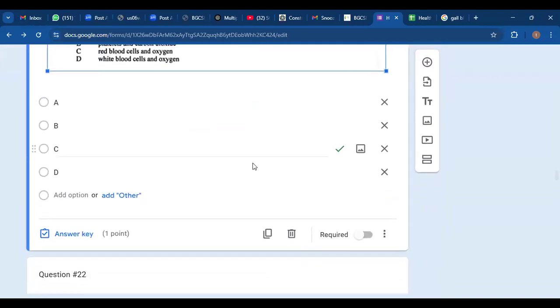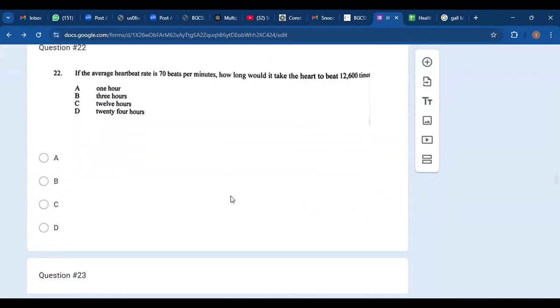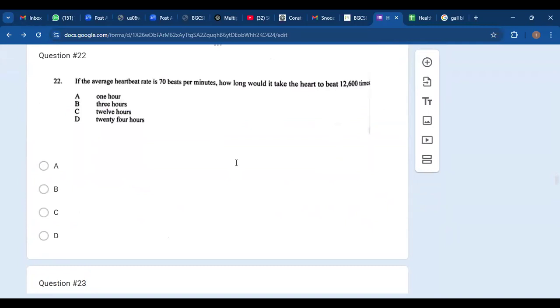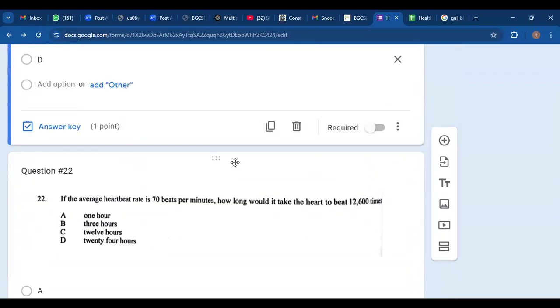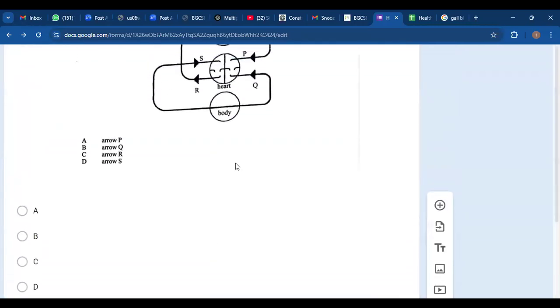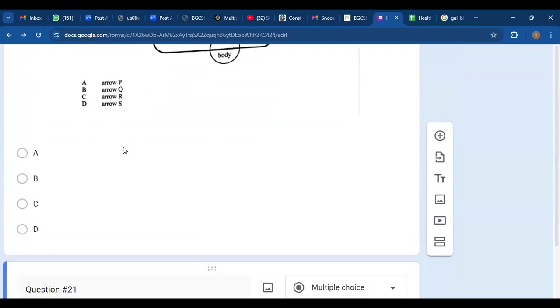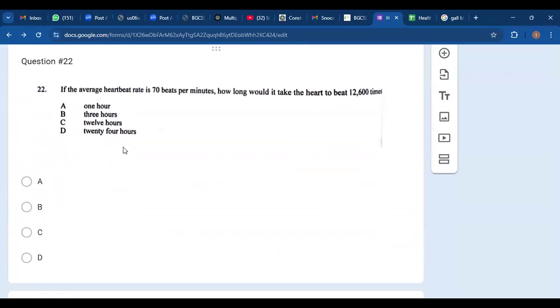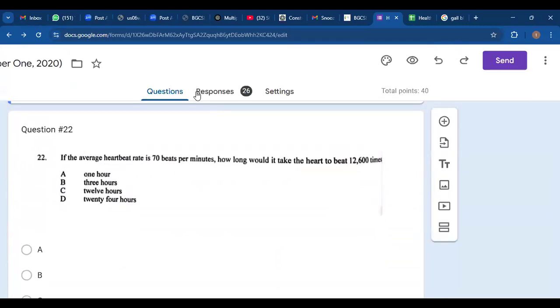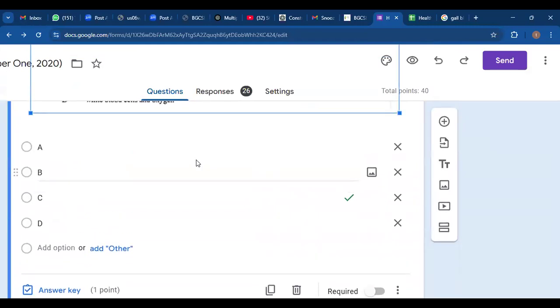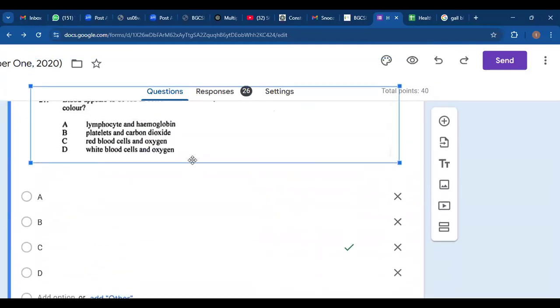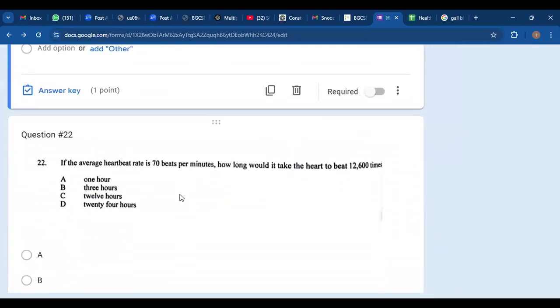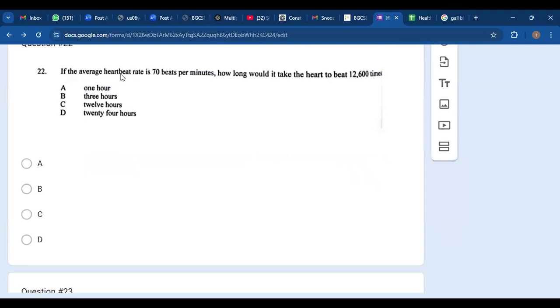All right, let's go ahead and do number 22. Are y'all still following me? Yes, sir. What was number 20? Number 20 was B, Q. Number 21 is C, red blood cells and oxygen. Thank you. Number 22: the average heart rate is 70 beats per minute.